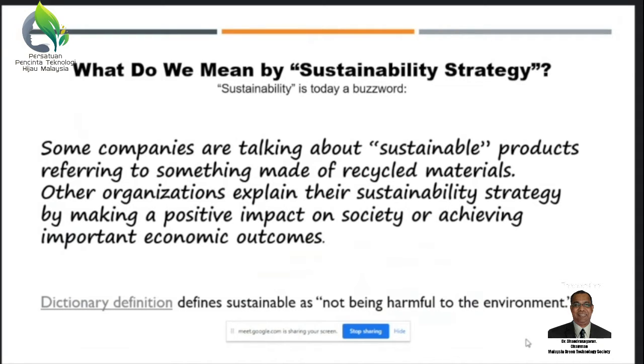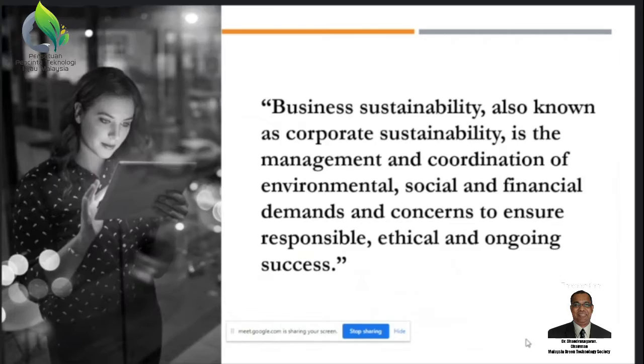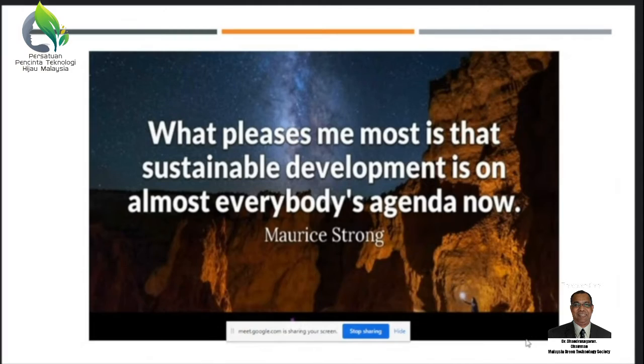Now, ladies and gentlemen, sustainability is today a buzzword, but what is it exactly? Business sustainability, also known as corporate sustainability, is the management and coordination of environmental, social, and financial demands and concerns to ensure responsible, ethical, and ongoing success. What pleases me most is that sustainable development is on almost everybody's agenda now.